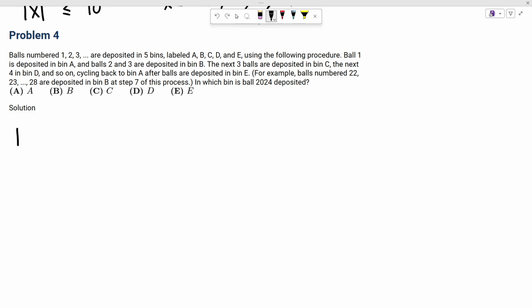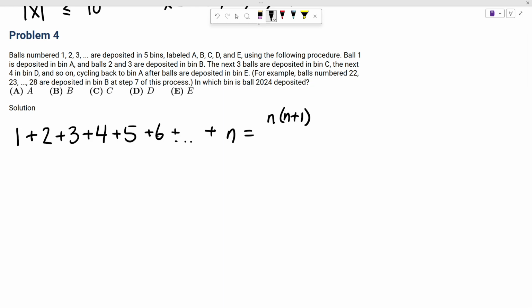So essentially all we're trying to do is find where ball 2024 is deposited. We're counting up how many balls have been deposited with this expression. And we just want to find out when this first passes 2024, because while we're adding those number of balls, we're going to be depositing ball 2024. The formula for this is one that is very helpful to know. It's equal to n times n plus 1 over 2. So now we can just test values. Let's test, I don't know, n equals 50.